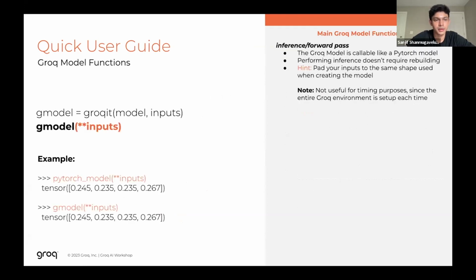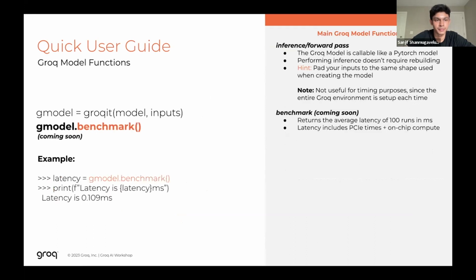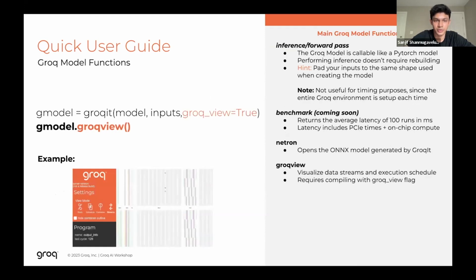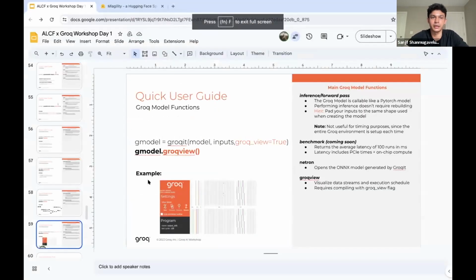And this is just something which allows you to run with the runtime: Benchmark; Netron, which allows you to view your ONNX graph; and GroqFlow, which allows you to use our profiling tool to understand how your application is being ported to the hardware itself. I understand this is a really high-level overview, but we're going to go through some code, which is going to help things sit a little bit more.